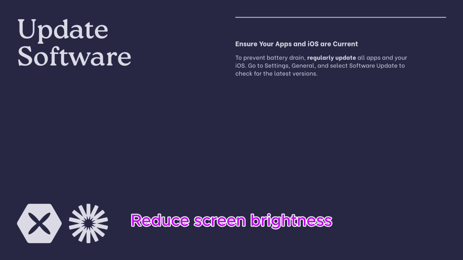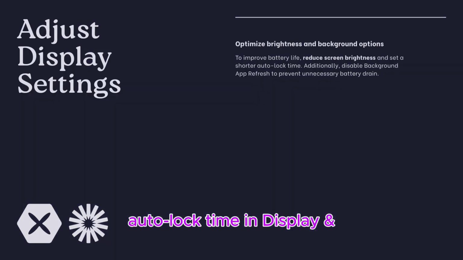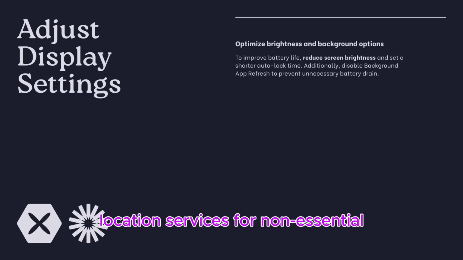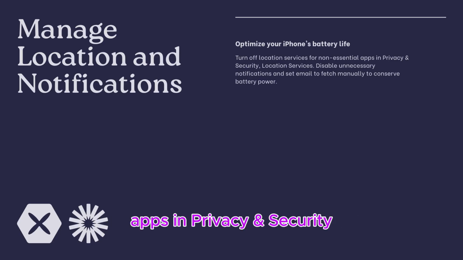Reduce screen brightness and shorten auto lock time in Display and Brightness. Disable background app refresh in Settings, General. Turn off location services for non-essential apps in Privacy and Security, Location Services.